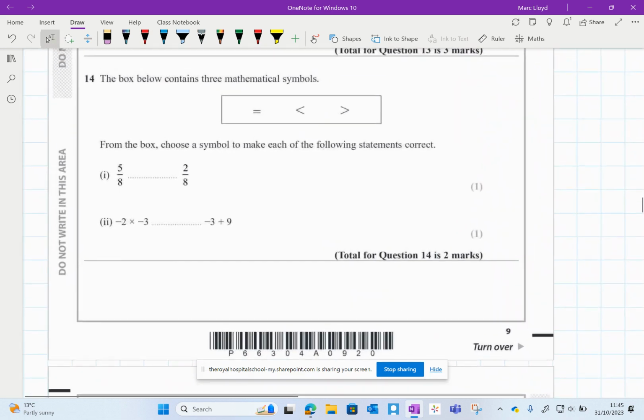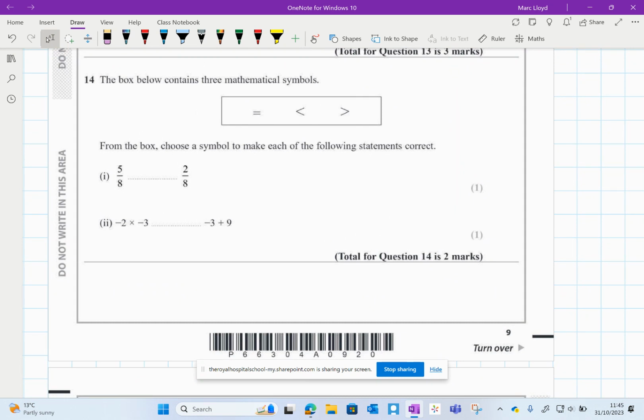Okay, 14. This is the last one. The box below contains 3 mathematical symbols. I always call these baby sharks, but they are also crocodiles. They'll eat the bigger number. These are eighths, so it's going to eat that 5/8. So question 14. It's nice. It's kind of like multiple choice as well, so it's helping you out. Left and right on part 2, we're just going to figure them out. So -2 times -3. Use the minus button that's above the 7 key, 2 spaces above the 7 key. -2 times -3 gives you +6. Then -3 plus 9 is 6 as well, which means that these two are equal.